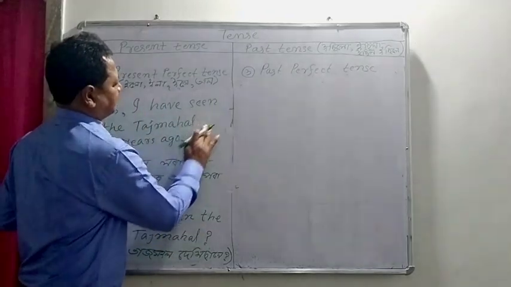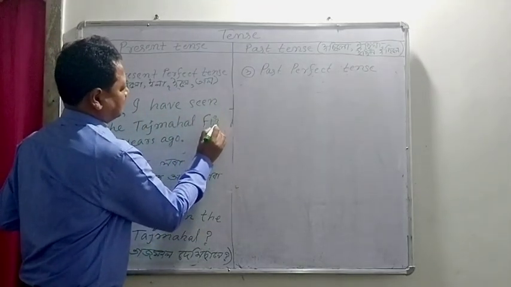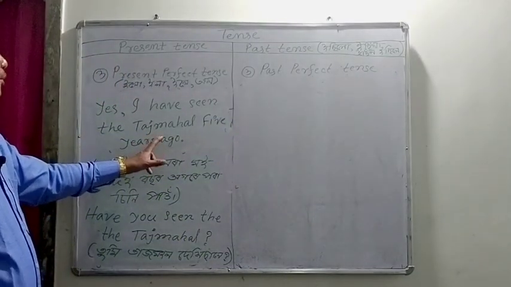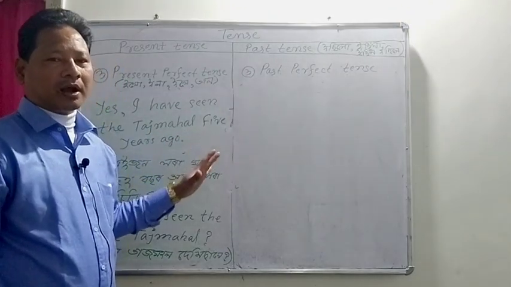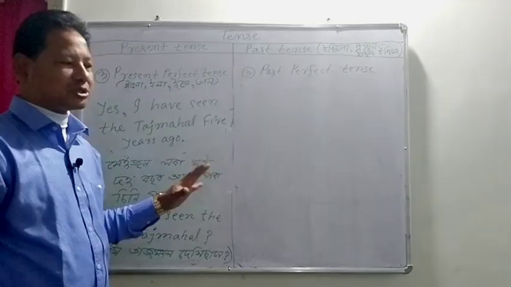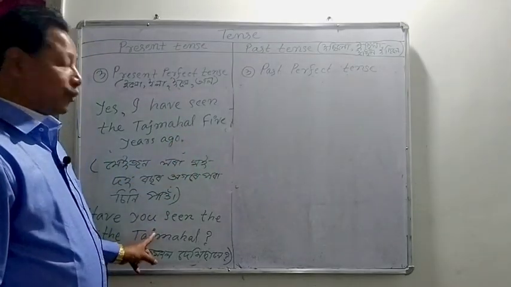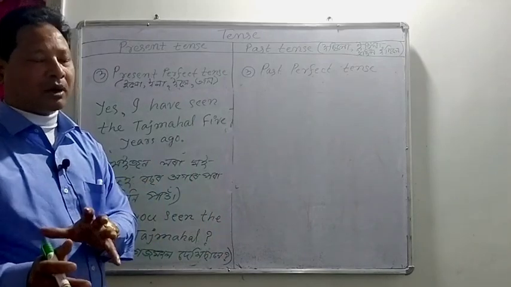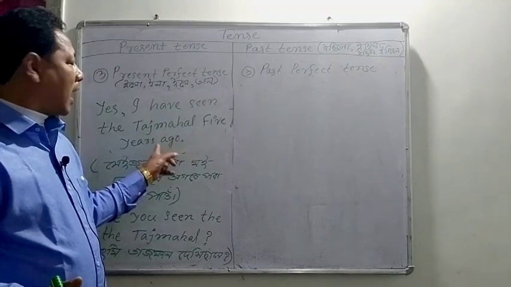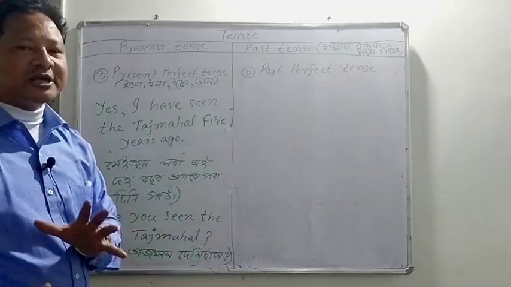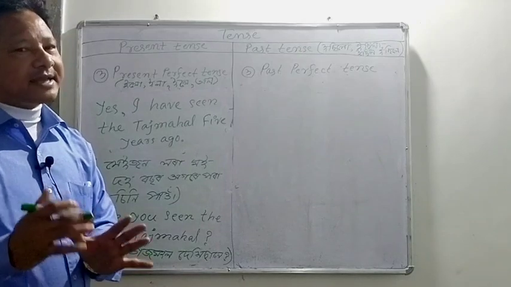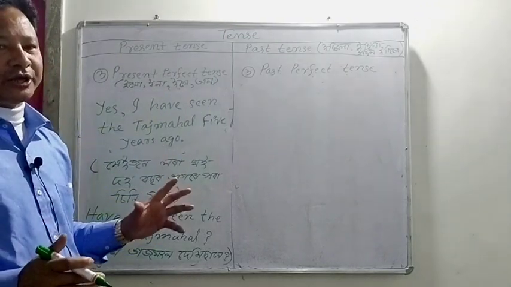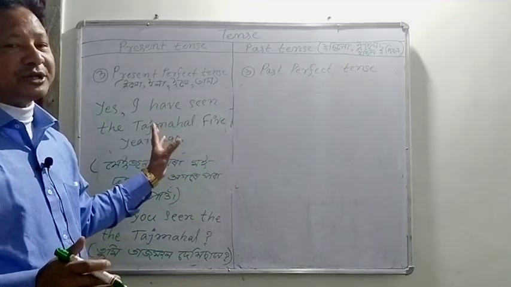Yes, I have seen the Taj Mahal 5 years ago. In Assamese, this is like the simple present tense. But the question is about the past, and the question is asked at the present time, and the answer is also 5 years ago. This is a simple present tense, but the expressed meaning is what? Expressed again lively, though the action happened in the past. Such kind of action and meaning, you have to use the present perfect tense.